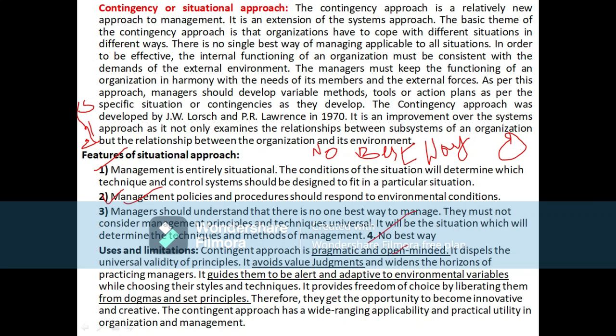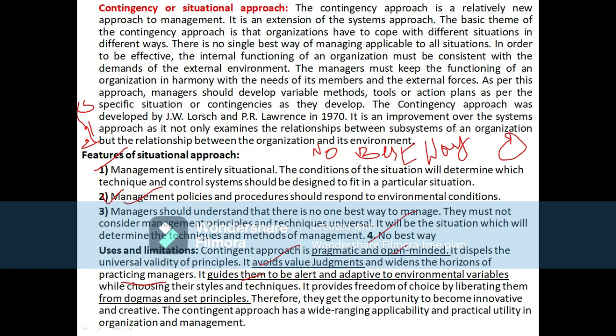So it dispels the universal validity of principles. Here principles are not taken into consideration. It purely depends upon the situations and the external environment. It avoids value judgments and widens the horizons of the practicing managers. So it depends purely on the experiences of the managers. It depends upon the situations. Then only is it going to apply, not the universal principles, or the models or methods. Then it guides them to be alert and adaptive to environmental variables.